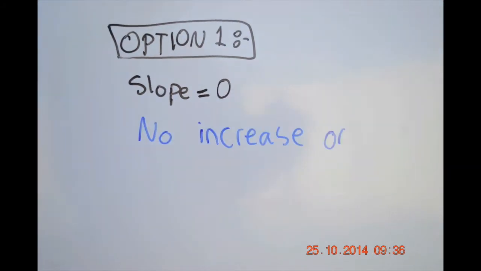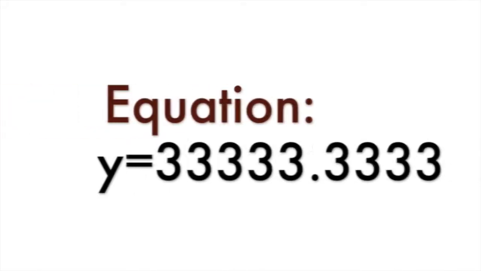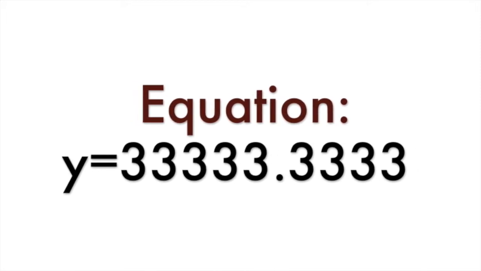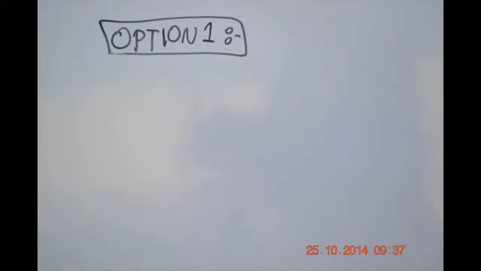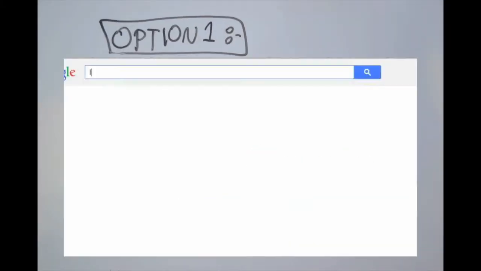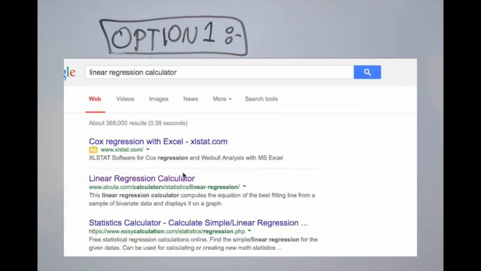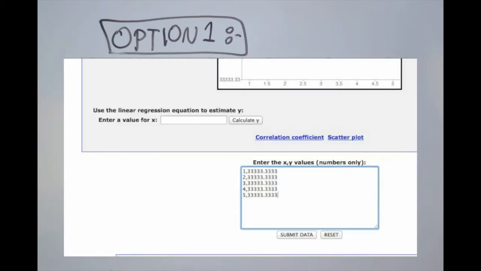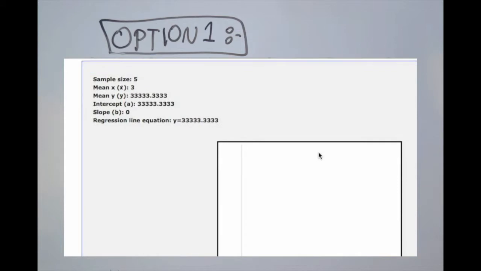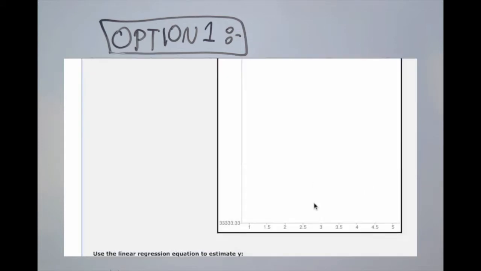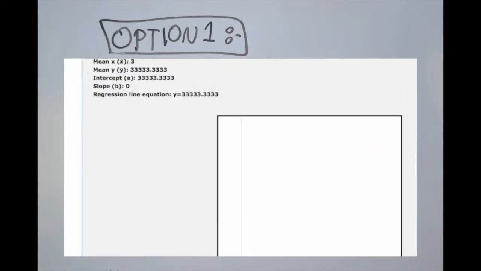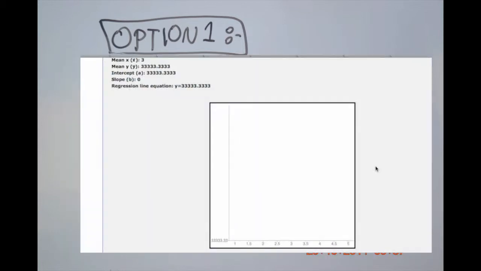Let's talk about the slope. Slope is 0, so no increase or decrease in salary. Salary is fixed. The equation can be modeled by y equals this number. And here are the linear regression calculations. And here's the graph.